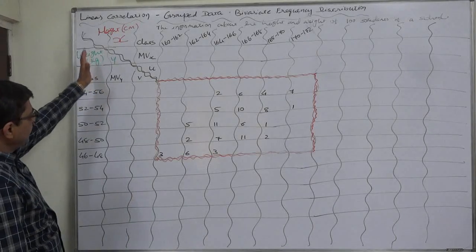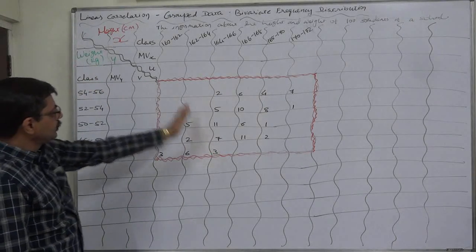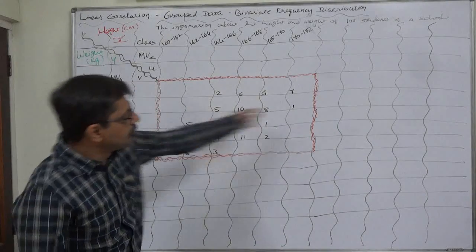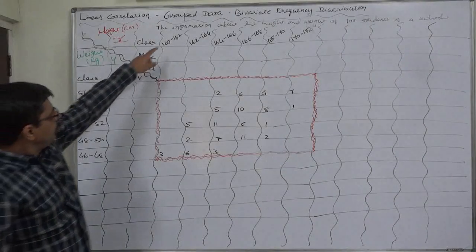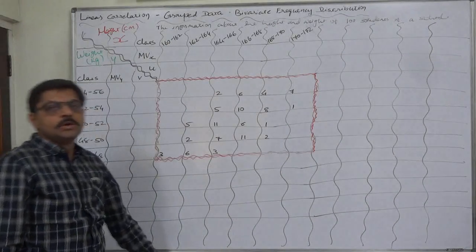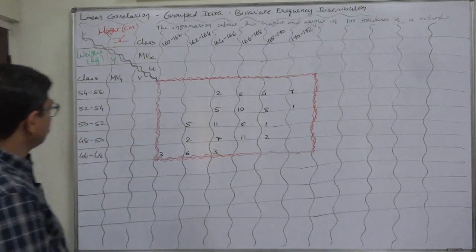This time we have in the question 1, 2, 3, 4, 5, 6 and 7 columns. 7 plus 7, we need 14 columns. And we have 1, 2, 3, 4, 5, 6 rows. 6 plus 7, 13 rows. Now let us start solving the problem.